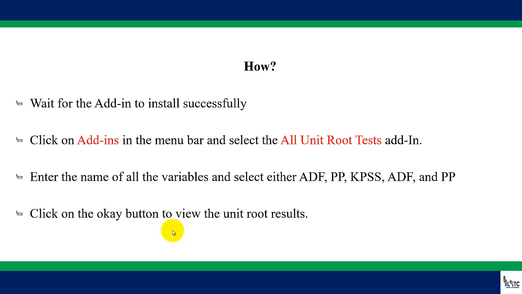You select all unit root test add-ins, then you enter the names of all the variables. Even if they are 10, if they are 15, you just enter all the names. Then you select the method that you want to use, either ADF, PP, KPSS, or ADF and PP. You can use the two together because ADF and PP have the same null as well as alternative hypothesis. So once you select it, then you click OK to get your result.